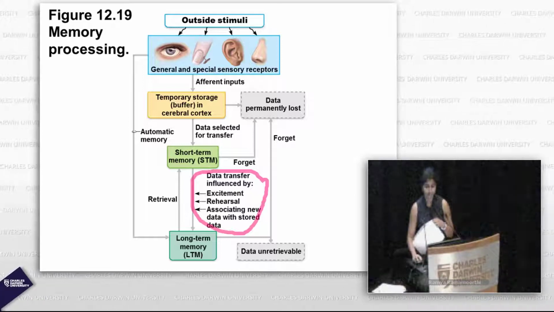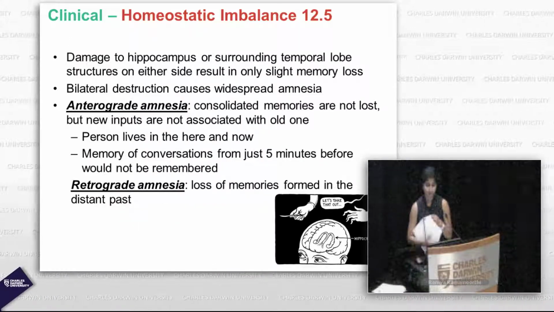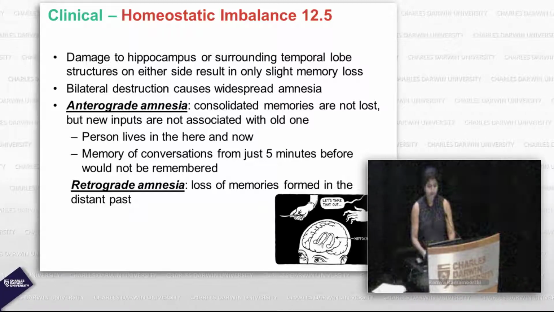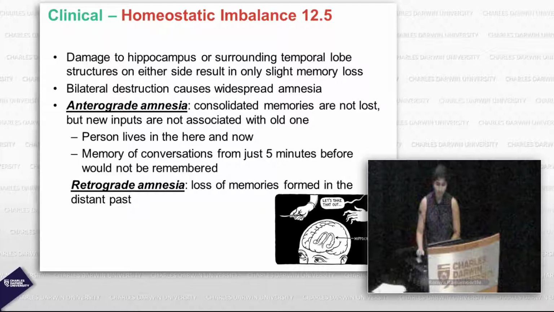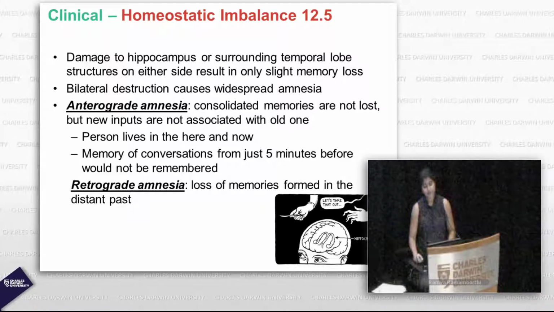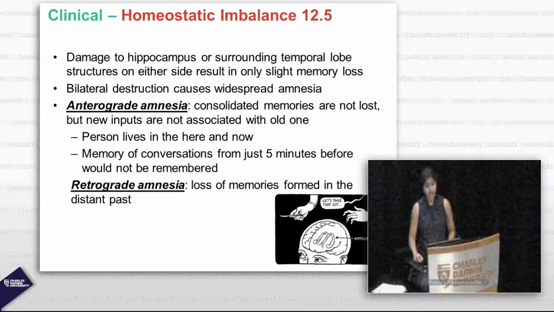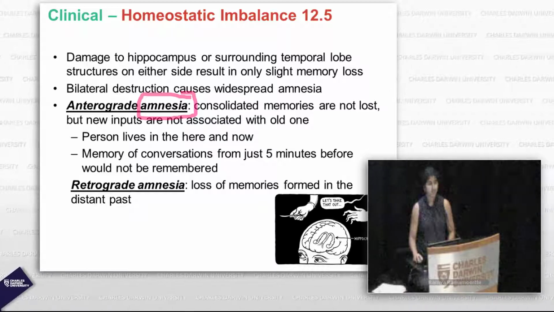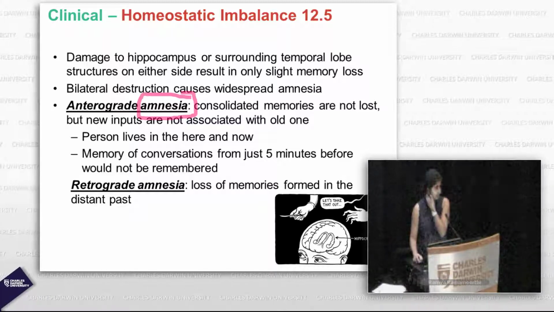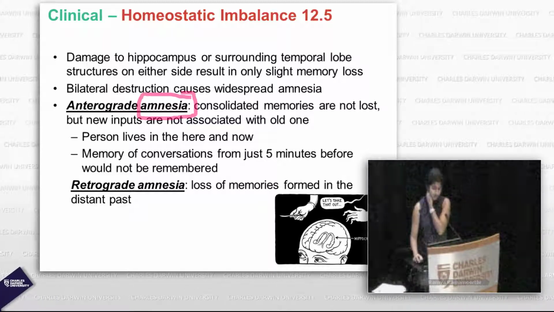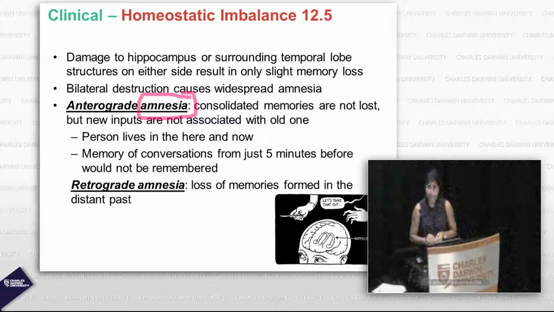The homeostatic imbalance here is mainly: if your hippocampus is affected, what can happen? We can go into a state called amnesia. So what is amnesia? Alzheimer's disease is a good example of amnesia, but what is amnesia? Memory loss? Yes, that's right. In simple terms, it's memory loss.